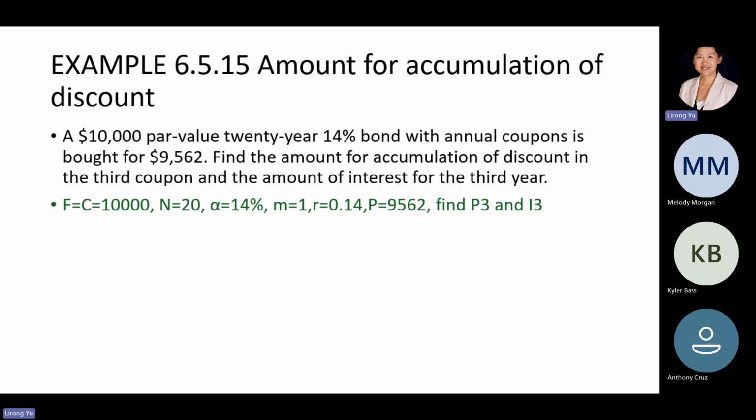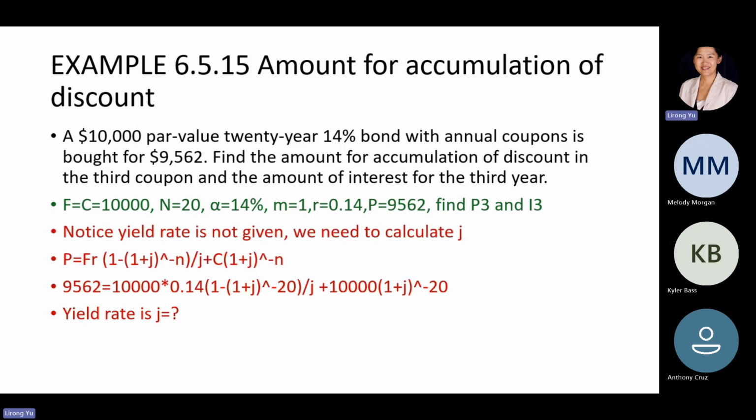We want to find P3 and I3. I'm trying to write everything in the language that's how we normally talk about bonds. Any questions? When things are more systematic and organized, it's easier to handle. That's kind of the reason we added so much stuff. Notice the yield rate is not given, so we need to calculate it.